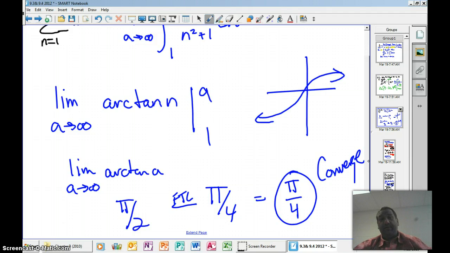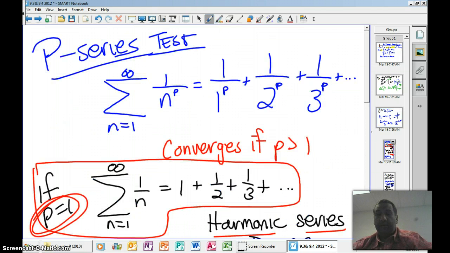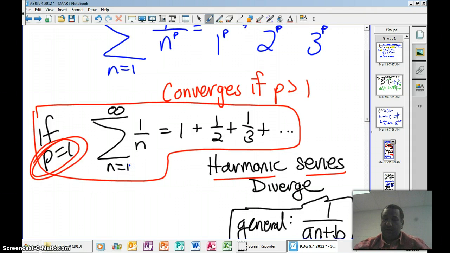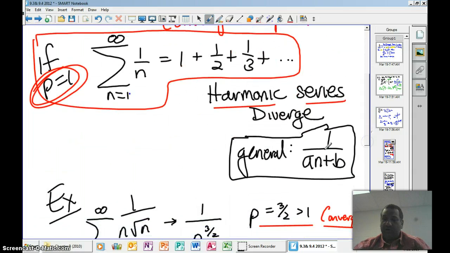So we have convergent and divergent series. Now let's go to the p-series. P-test: if it's n to a power on the bottom, that's your p. It converges if p is greater than 1. However, if it equals 1, we call it a harmonic series. All harmonic series diverge. The general format of a harmonic series is 1 over an plus b. So if I had 1 over 3n plus 5, that's diverging.